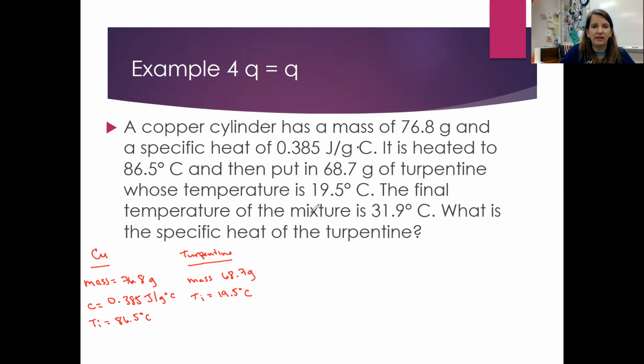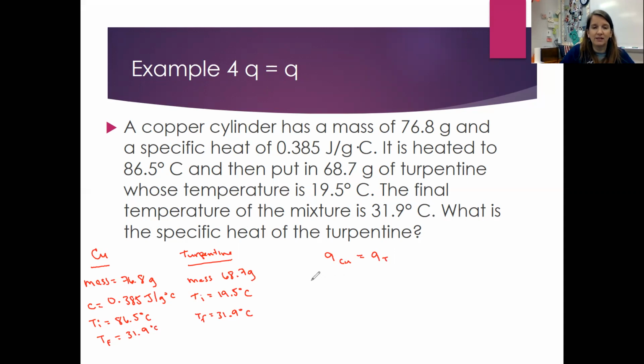Whenever it tells you that the final temperature is 31.9 degrees, that's the final temperature of both objects because of the heat flow going from the warmer object to the cooler object. And remember, it stops when both are at the same temperature. So there we go. So it's asking us to solve for the specific heat of the turpentine. So we set it up as Q equals Q. That means that the heat lost from the copper is equal to the heat gained from the turpentine.